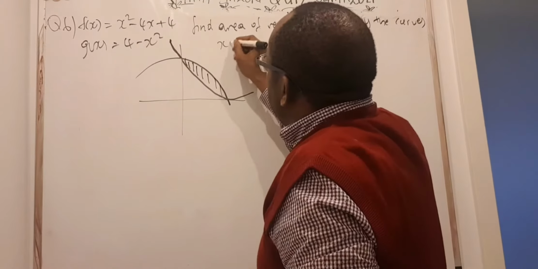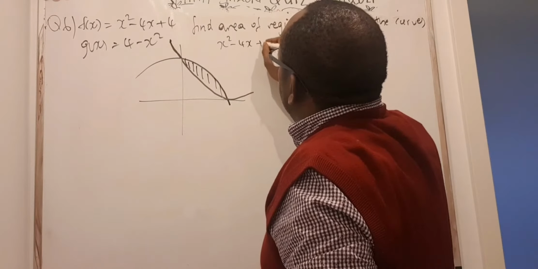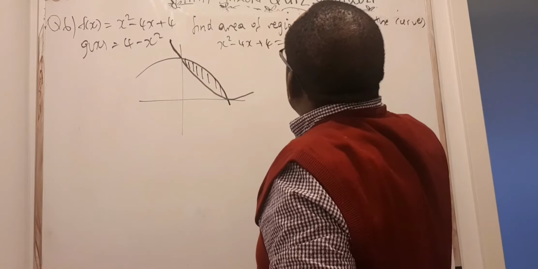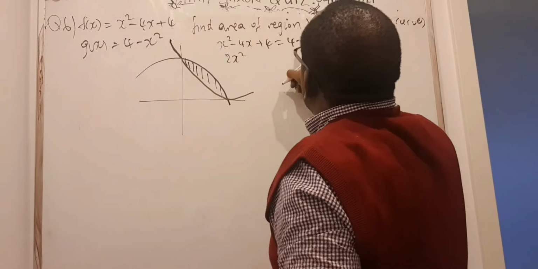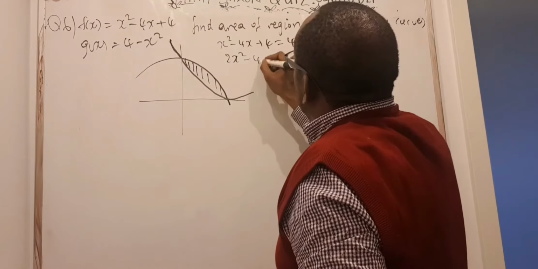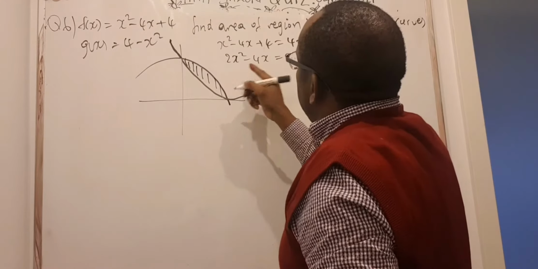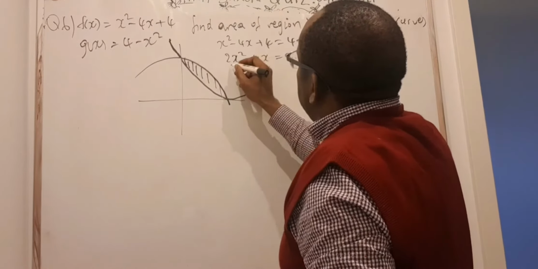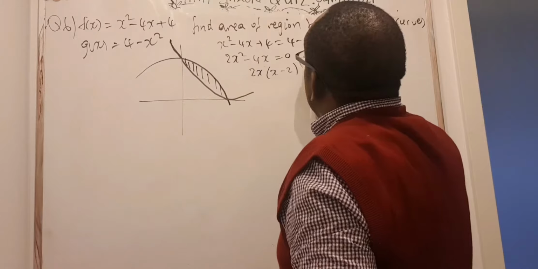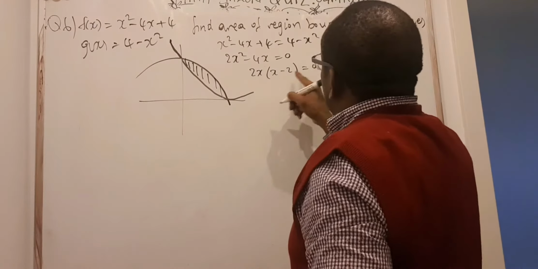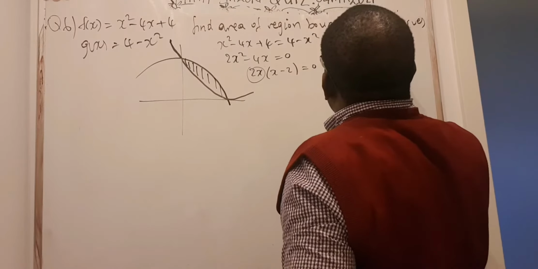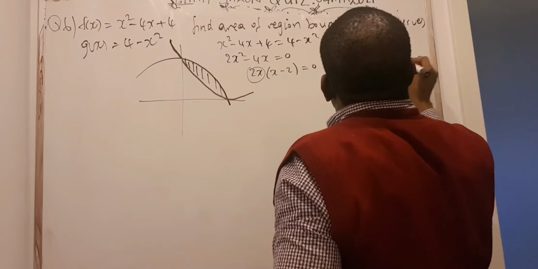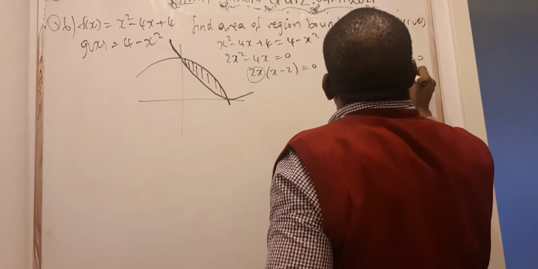If I do that, then I get x squared minus 4x plus 4 is equal to 4 minus x squared. If I take x squared this way, I get 2x squared. If I take 4, it becomes minus 4, it falls away. I can factorize 2x out, and I get 2x times x minus 2 equal to 0. So either this is 0 or that is 0. So 2x is equal to 0 or x minus 2 is equal to 0. So there are 2 points, x equal to 0 and x equal to 2.